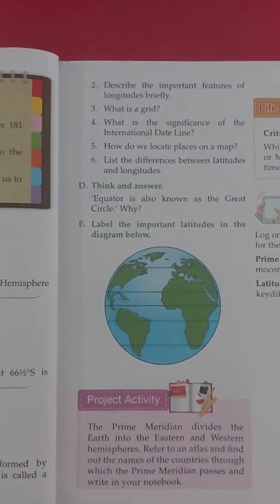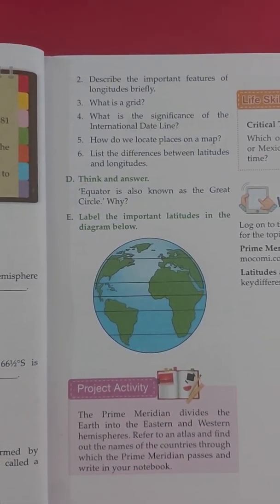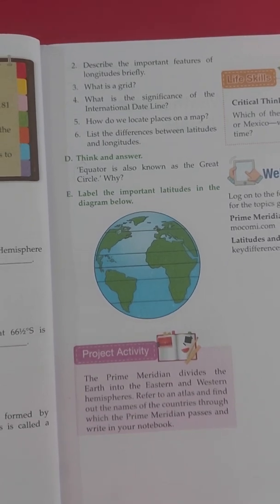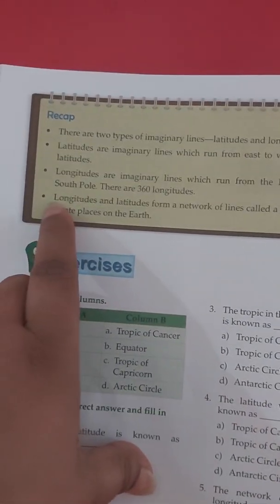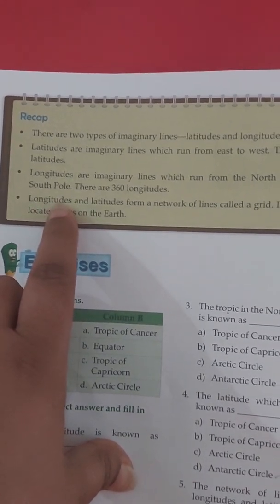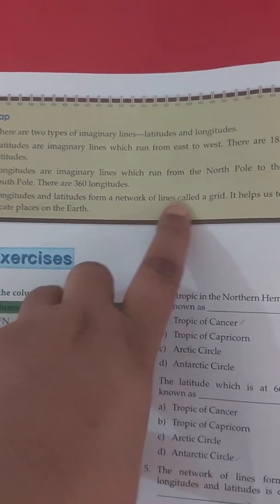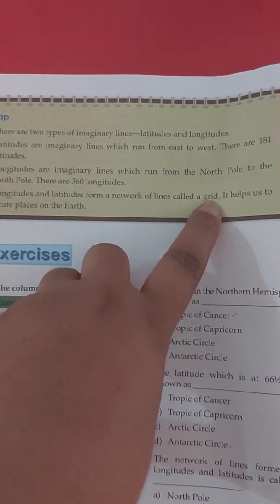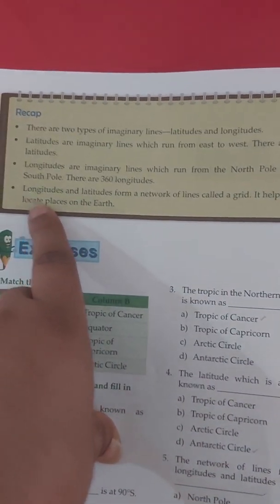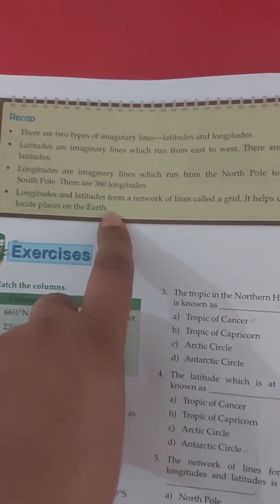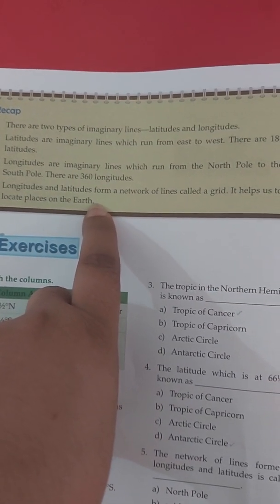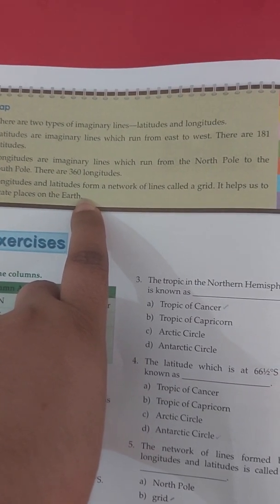Then question number 3, what is a grid? For that, you can go to the recap, the last point. Longitudes and latitudes form a network of lines called a grid. It helps us to locate places on the earth. This is the answer for number 3.